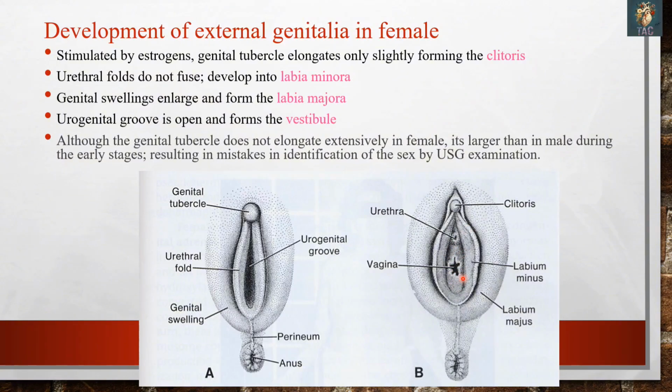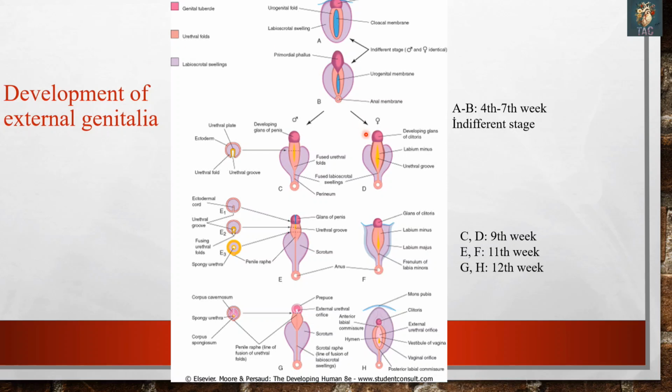Another important point over here is that although the genital tubercle does not elongate extensively in female, it is larger than in male during early stages, and this can result in mistakes in identification of sex by ultrasonography. So in the development of external genitalia, the picture in both the sexes is at different stages.